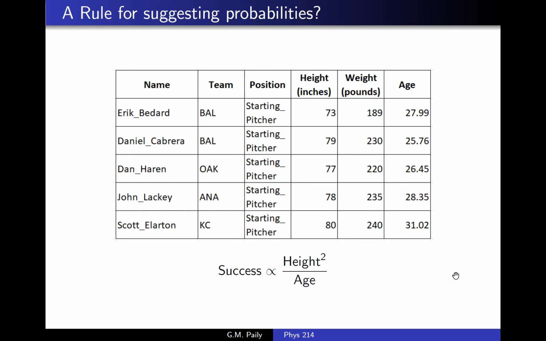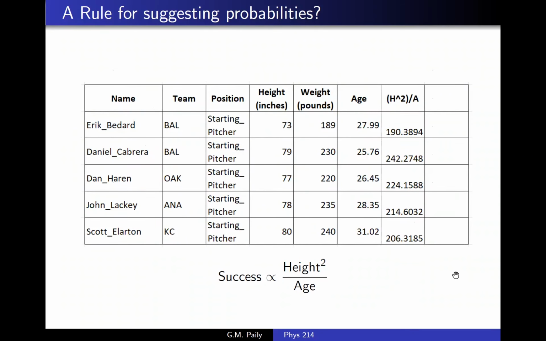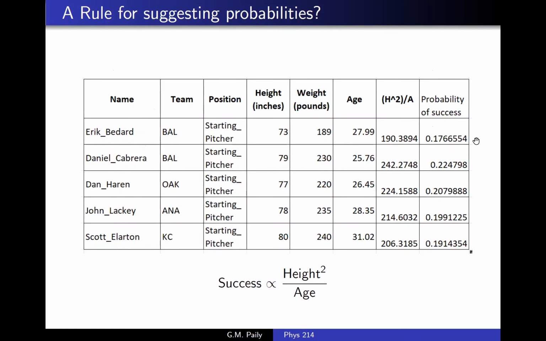So we apply our formula, h squared over a, we calculate that out. But right now these are numbers with units, they're not probabilities. And to do that, we need to basically rescale everything so that the probabilities add up to 1. So for Daniel Cabrera, for example, we would take this number and divide it by the sum of all these numbers. And so that way we get the probability of success.